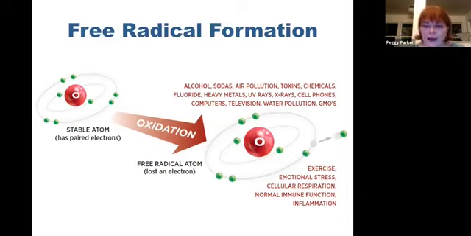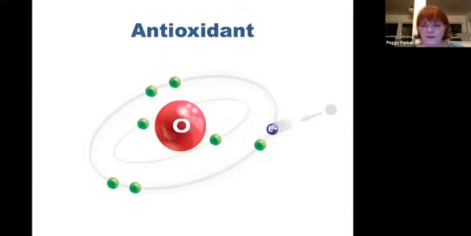But when that happens, this oxygen that went from stable to unstable now creates oxidation. Free radicals create oxidation. So all that a free radical needs is an electron.